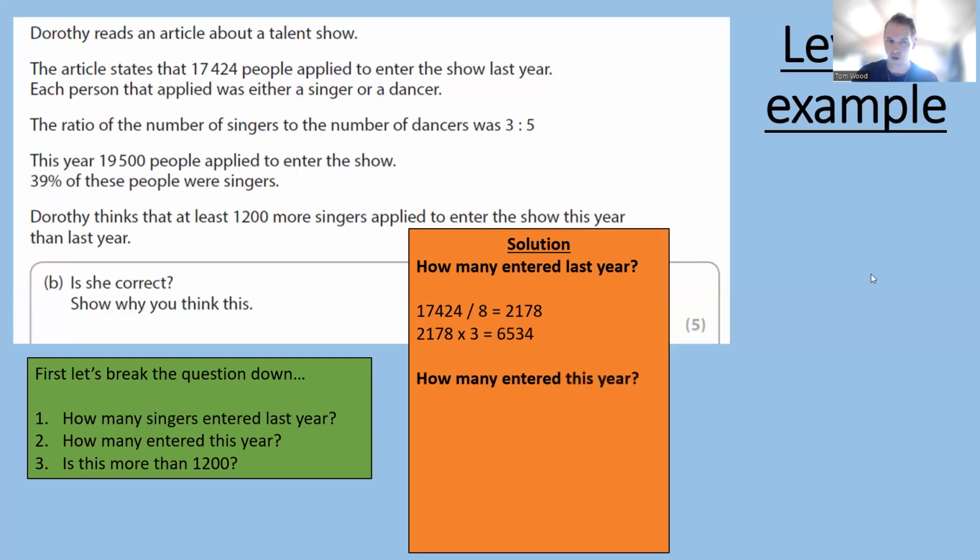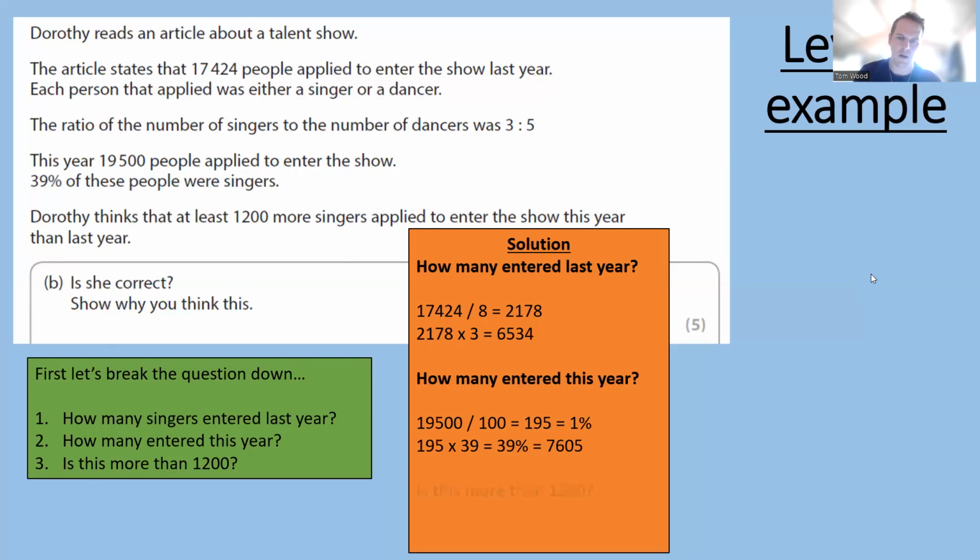Okay, so what about this year then? Well, this year we know there are 19,500 people and 39% of them were singers. So I'm going to take my value and divide it by 100 to find my 1%. Once I know 1%, I can find anything. Okay, so 195 people, that's 1%. I multiply it by 39, and that is going to give me my 39%, which is 7,605.